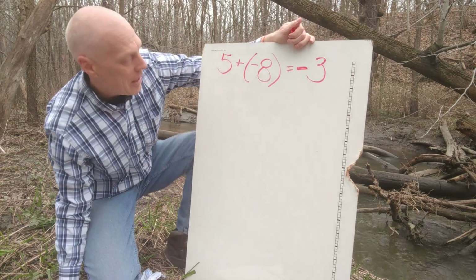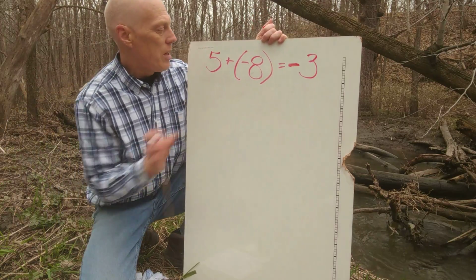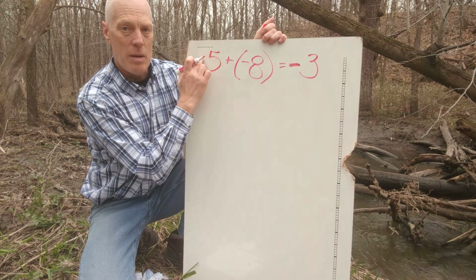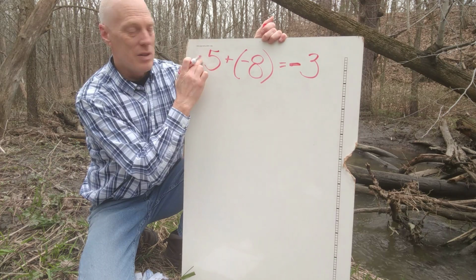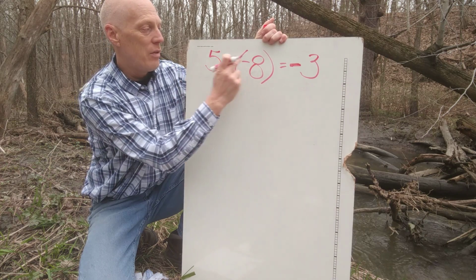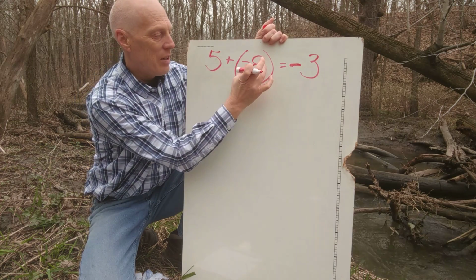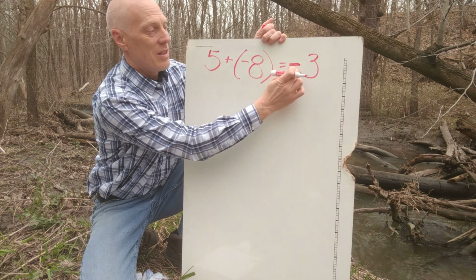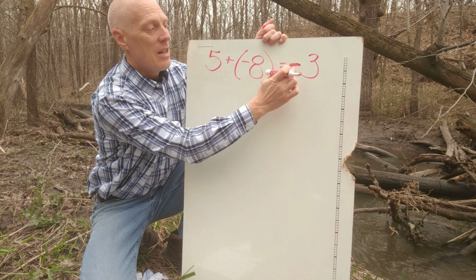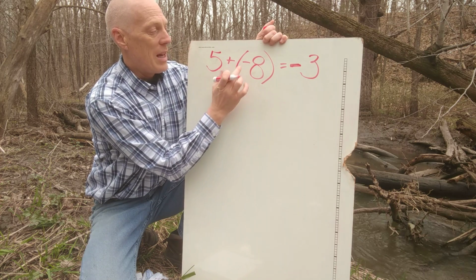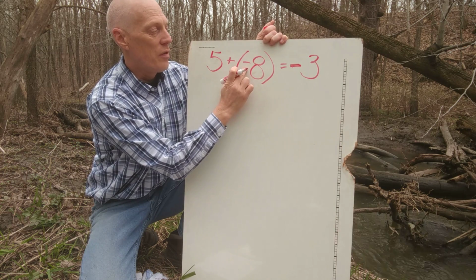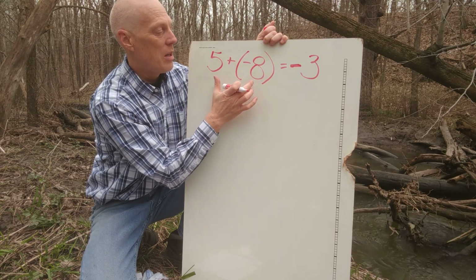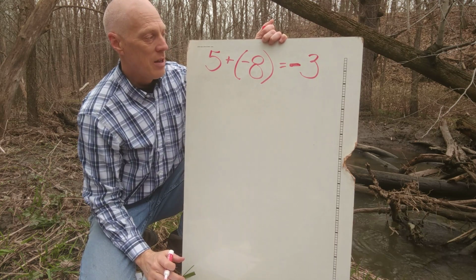Let me say that again. When we have two different signs, a positive, and remember we don't have to show it, if it's not there it's assumed to be positive, plus a negative number, whichever is furthest from 0 will be the sign of our answer. 8 is further from 0, so it's going to be negative. We take the difference of 8 and 5, and it equals 3.